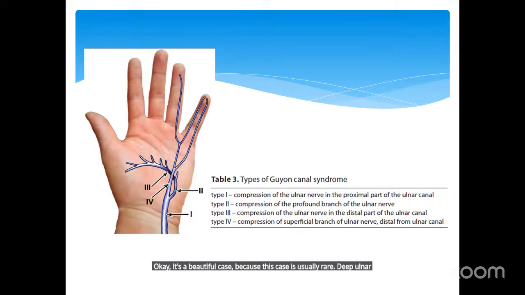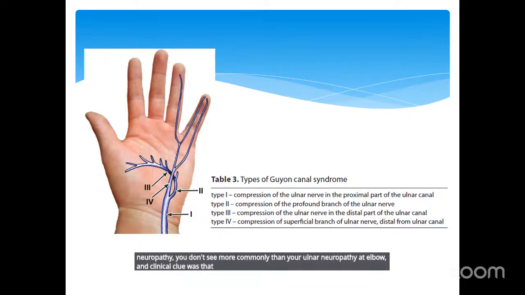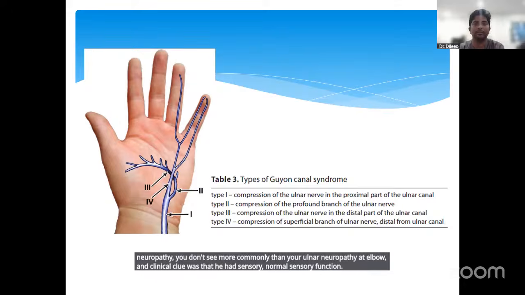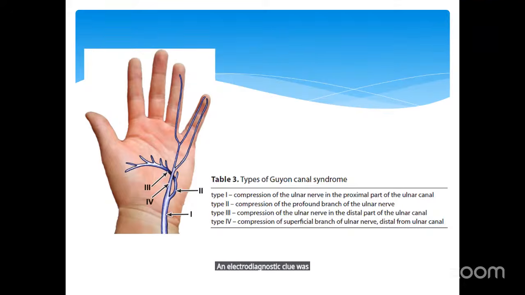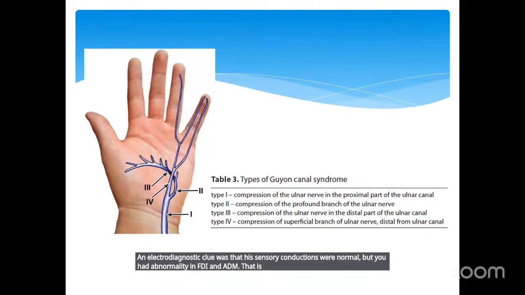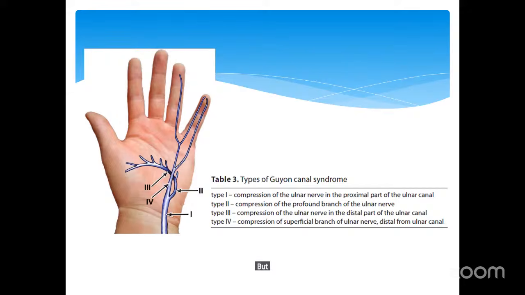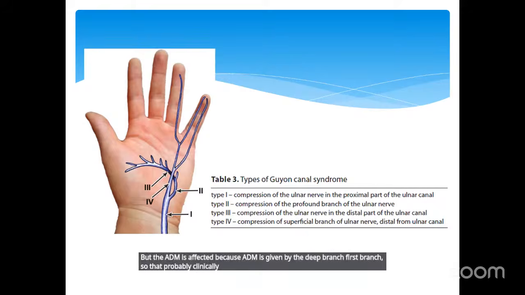Okay, it's a beautiful case because this case is usually rare. Deep ulnar neuropathy you don't see more commonly than ulnar neuropathy at the elbow. The clinical clue was that he had normal sensory function. The electrodiagnostic clue was that his sensory conductions were normal, but you had abnormality in FDI and ADM. That is because it is at the level where the sensory nerve fibers have already exited, leaving only the motor fibers, and ADM is affected because ADM is supplied by the first branch of the deep branch. So clinically you can localize, but etiologically, ultrasound helped you find that it is a ganglion which can be removed and he will be better off.